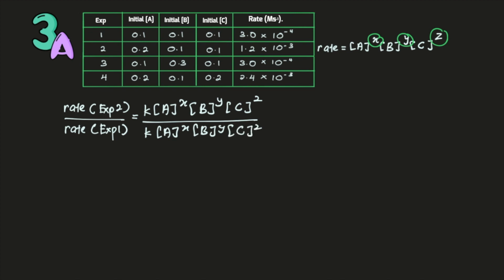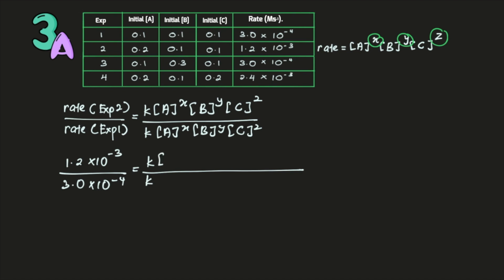Alright, so now we are going to plug in all the values. In experiment 2, the rate is 1.2 times 10 to the power of negative 3, and experiment 1 is 3.0 times 10 to the power of negative 4, equivalent to K. Concentration of A for experiment 2 is 0.2 to the power of X, concentration of B is 0.1 to the power of Y, and concentration of C is 0.1 to the power of Z. We do the same with experiment number 1: concentration of A is 0.1 to the power of X, and the rest are 0.1 as well.